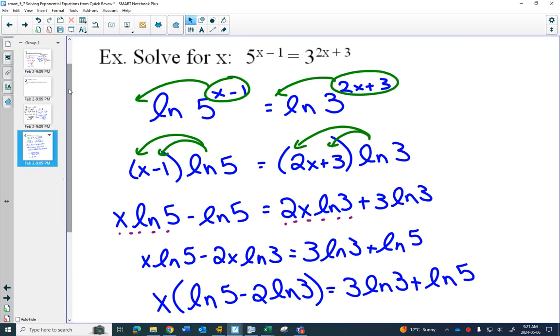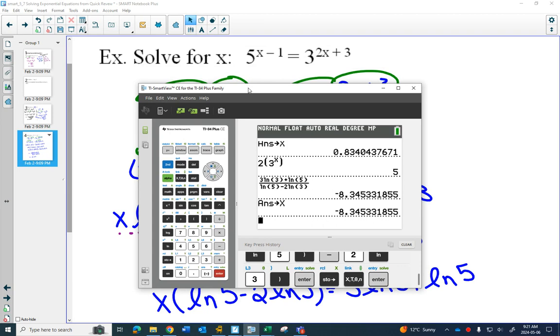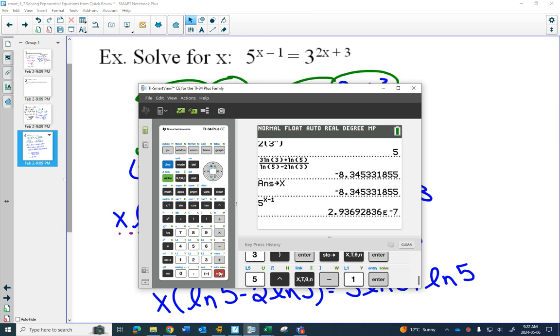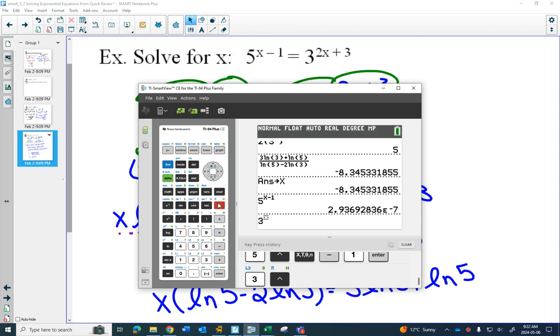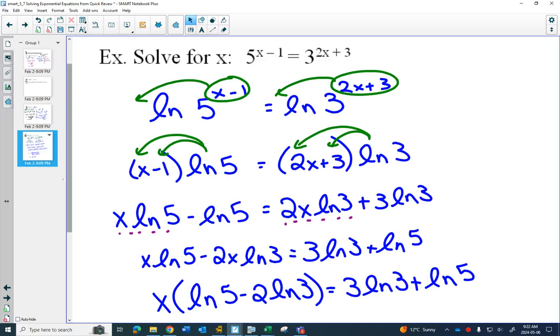there's the original equation, I have x's on both sides. So I can check by doing 5 to the power of x minus 1, that's the right-hand side. And I can do the same thing, 3 to the power of 2x plus 3. And if the numbers are the same, then you know you've got it right. Yep. So we're able to check it to see if we got it right.